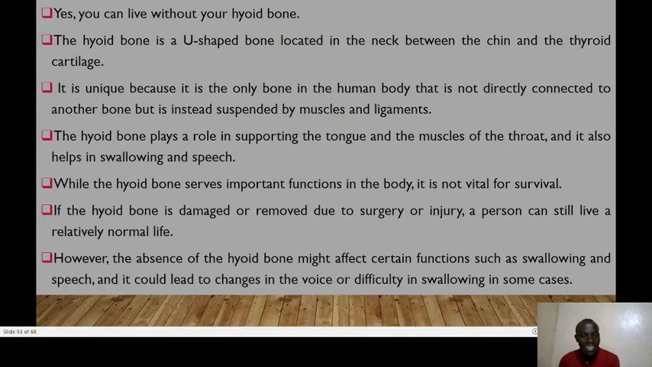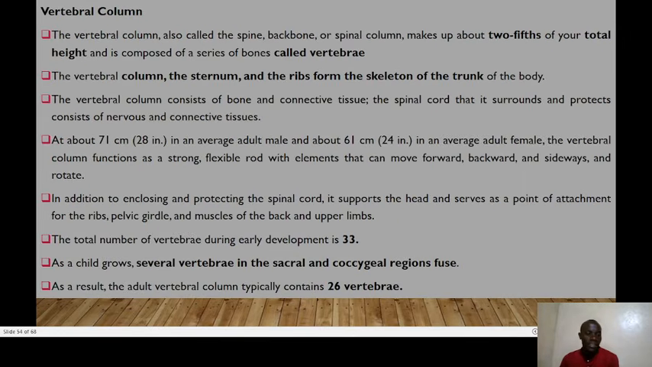If the hyoid bone is damaged or removed due to surgery or injury, a person can still live a relatively normal life. However, the absence of the hyoid bone might affect certain functions such as swallowing and speech, and it could lead to changes in the voice or difficulty in swallowing in some cases.